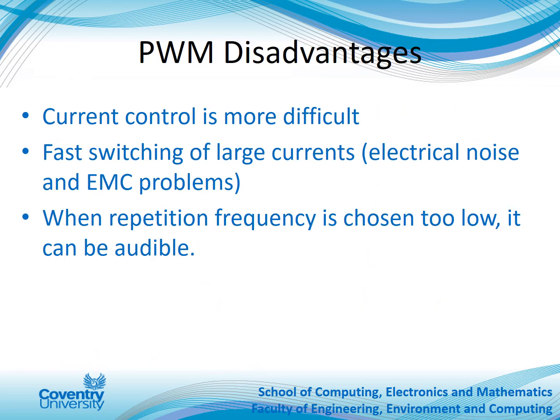The disadvantages of PWM are that current control is more difficult. Sometimes if you have fast switching of large currents, you get electrical noise and electromagnetic compatibility issues. That's what EMC stands for. And when the repetition frequency is chosen too low, it can be audible, which can be annoying to the people around it. So these are some of the implications of using PWM, which aren't exactly the ones you want.